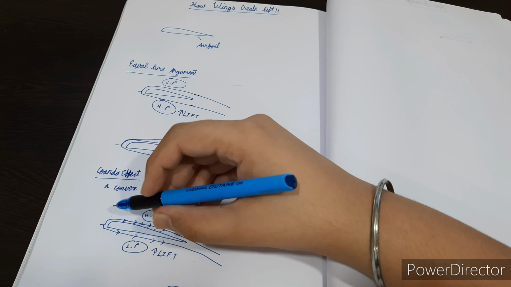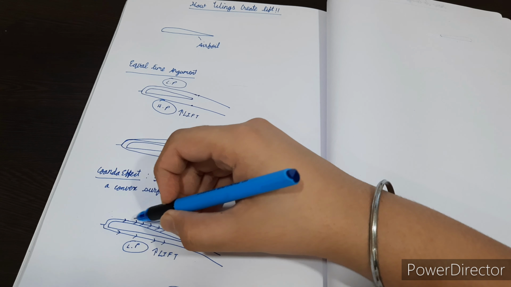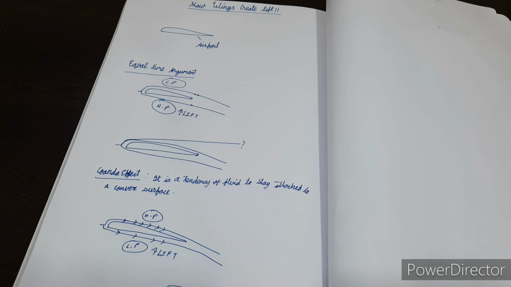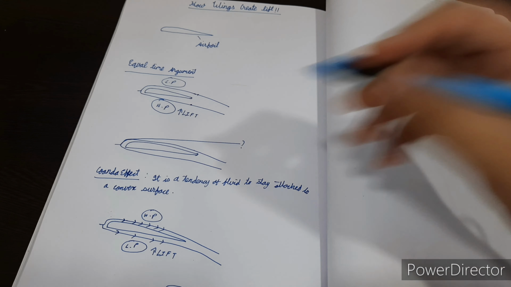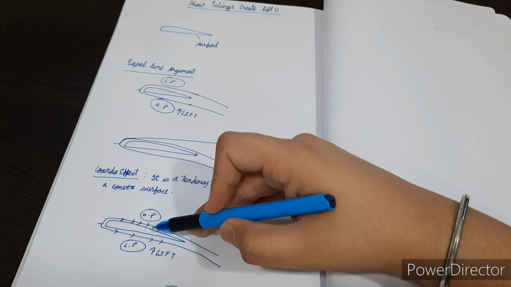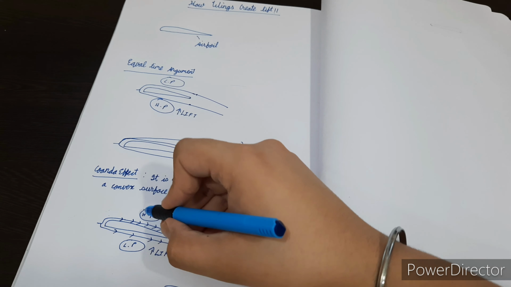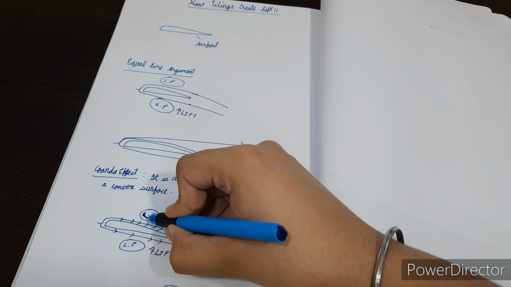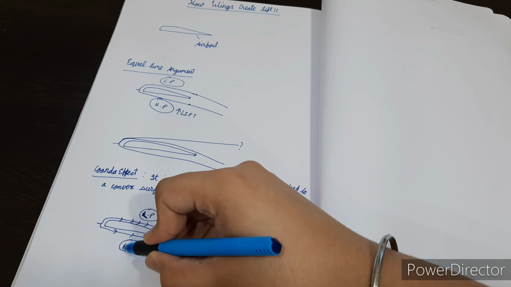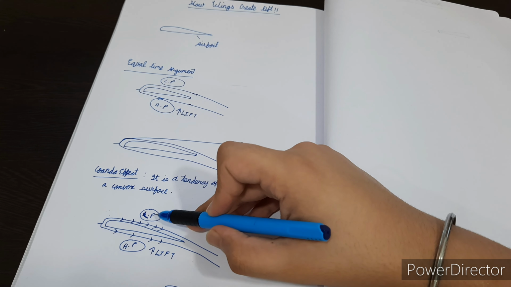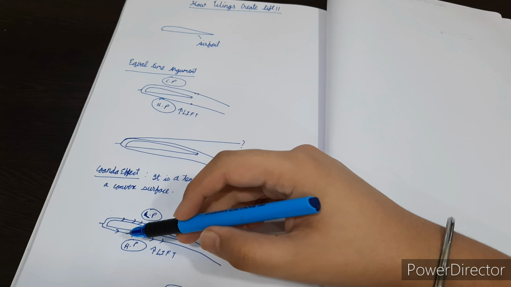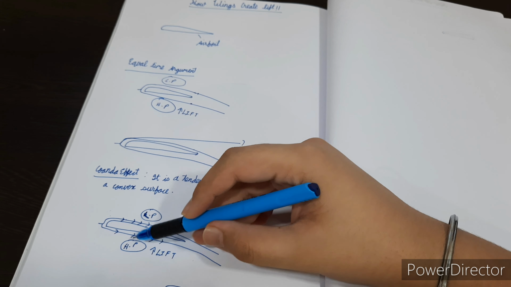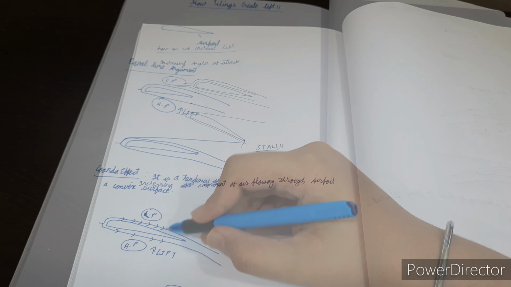The high pressure region decreases as we go through half the way of the airfoil, and thus increasing the speed of the air, as we know that air flows from high to low pressure. So the speed of the air above the airfoil increases, thus creating an area of low pressure. Sorry, I have written wrong here. Creating an area of low pressure, and the air flowing below the airfoil flows at a much slower speed, thus creating a region of high pressure, and this creates lift.